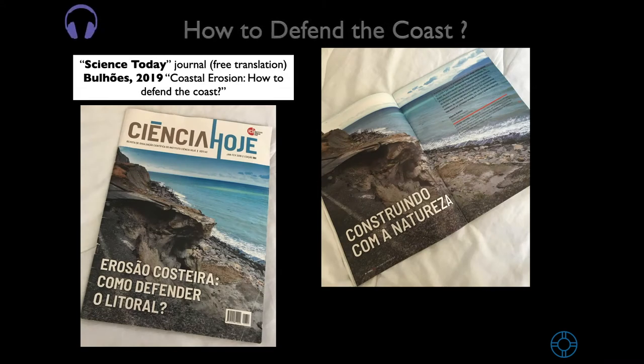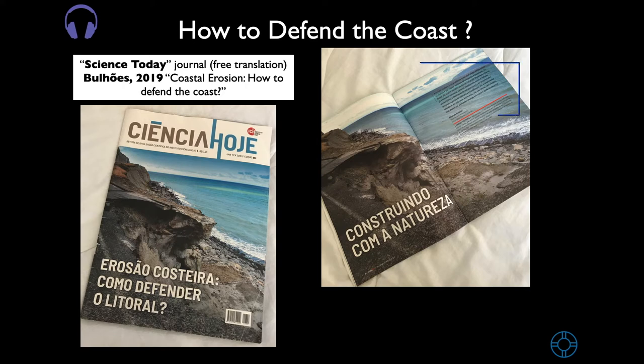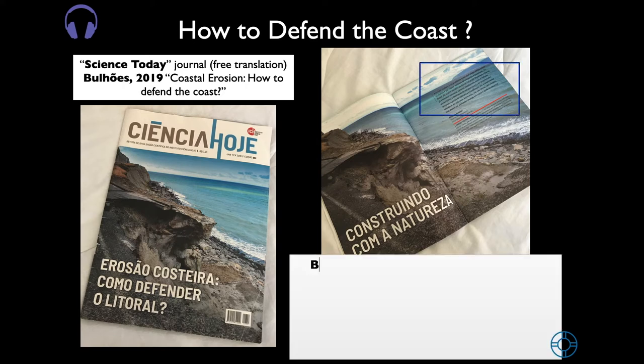How to defend the coast? Two years ago, some scientists and journalists asked me that question, and my thoughts on this issue were published as a front cover matter of the most important journal of scientific divulgation in Brazil. Science Today is a free translation of the name of this journal, and I was talking about building with nature.